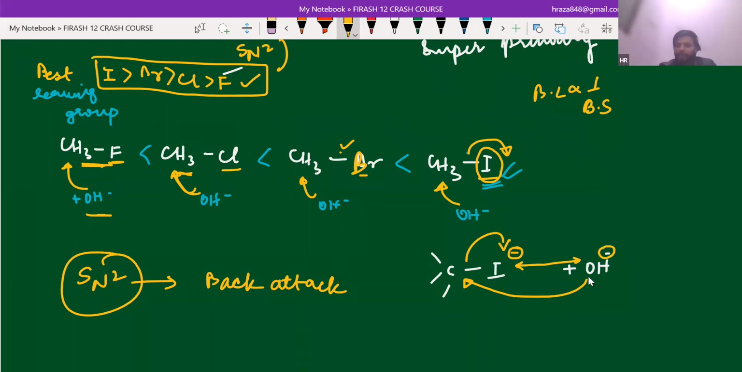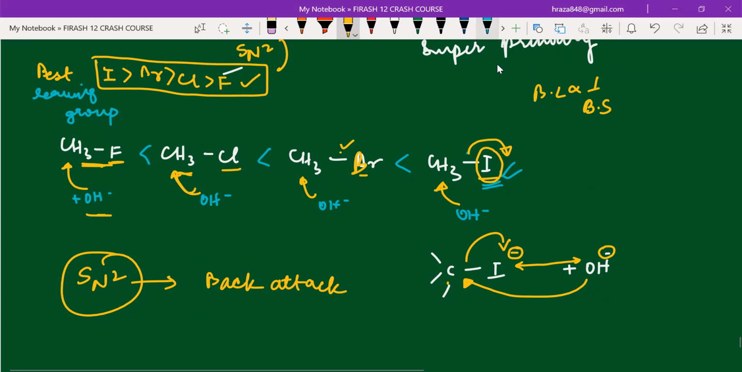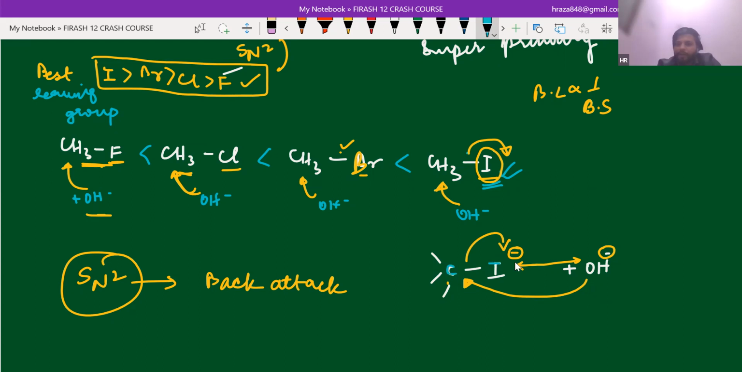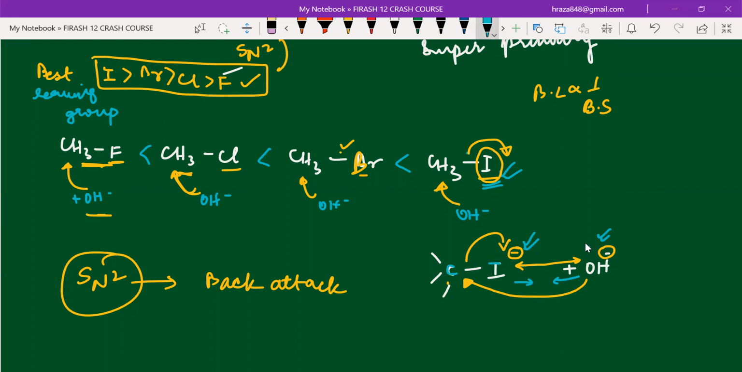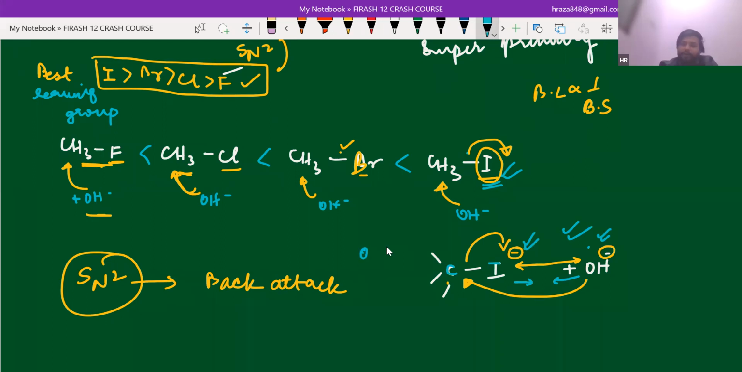Why can it not attack from the front side on carbon? Carbon is full, the valence is full. If I minus leaves this carbon, it will have negative charge, and OH minus already has negative charge. So if they come closer to each other, negative and negative will repel each other. That's why in SN2 front attack is not possible. That's why OH or nucleophile attacks from the back side, and that's why inversion takes place.